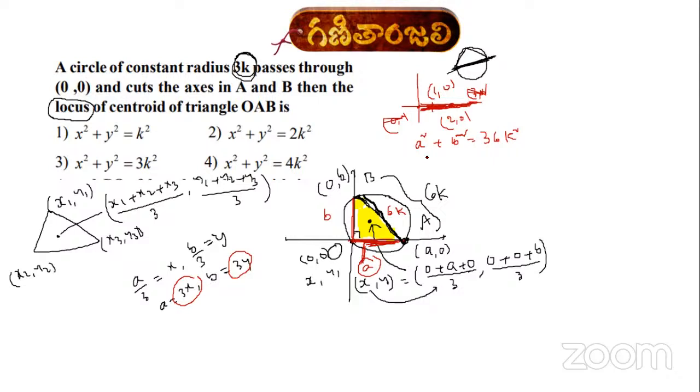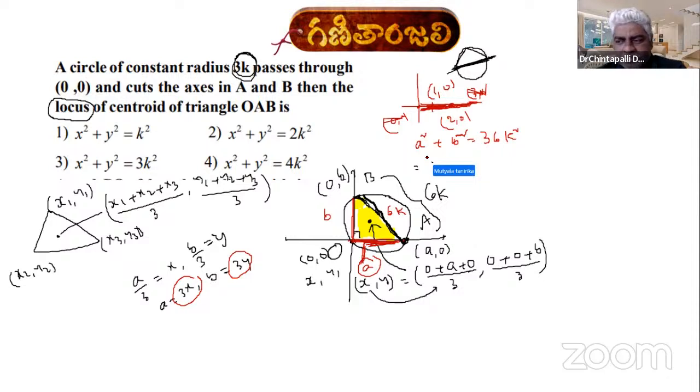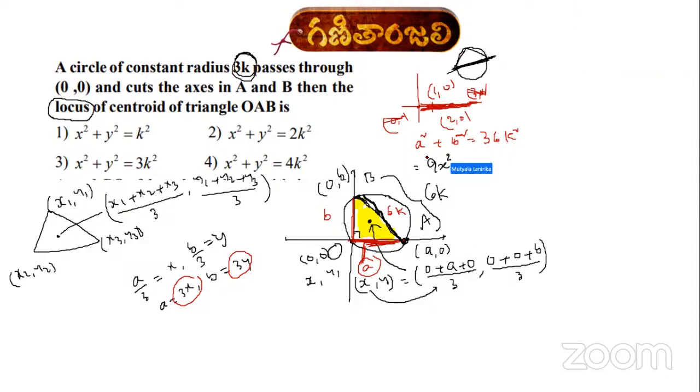One second. A means 3x. A square means 9x square. Very good. So it's 9x square. Write the next step on screen. 9x square, sir. Very good.